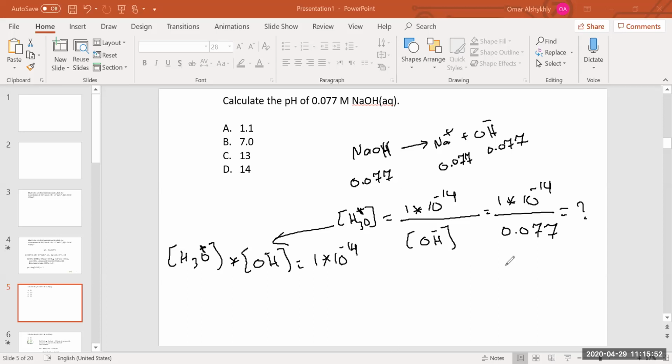Now, they are asking for pH. So here, I will use pH equals minus the logarithm of the concentration of H positive. And you will find the pH of the solution. So do the math and you will find the pH of the solution.